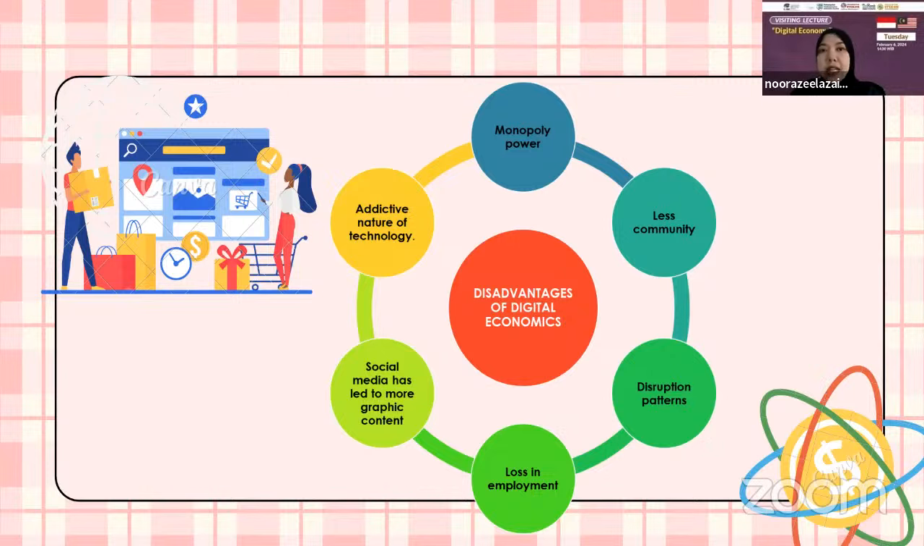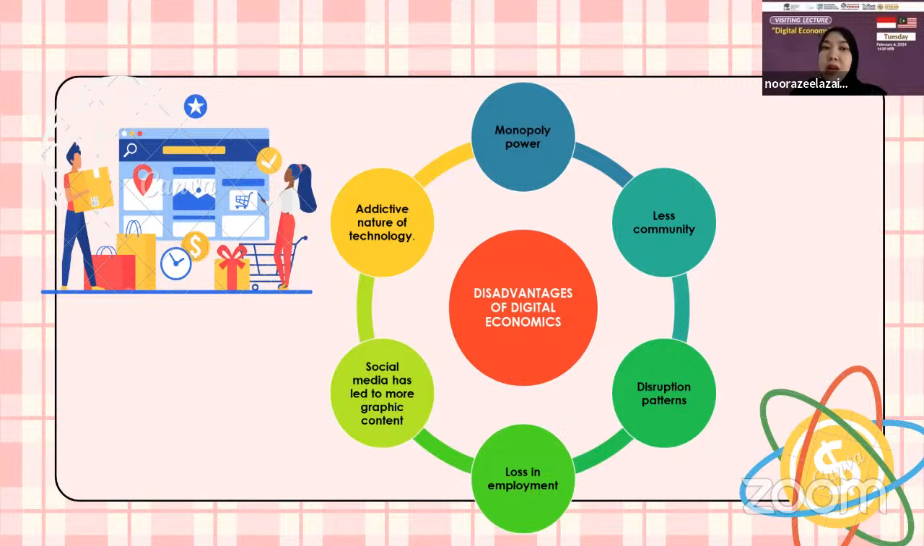Okay, the large digital platforms can gain significant market power and establish monopolies or oligopolies, limiting competition and potentially harming the consumer. So this concentration of power can stifle innovation, suppress smaller competitors, and result in higher prices or lower quality services for consumers.